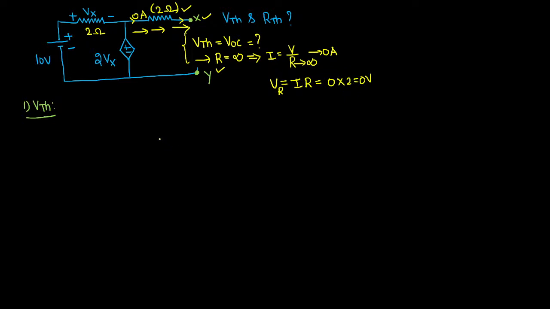So when we are calculating VTH, this resistance will become useless. If I redraw the circuit for you guys, I can draw it like this. I'm shorting this resistor and connecting that dependent voltage source here. And what they told, this value is twice Vx. Slowly I will try to catch that value.